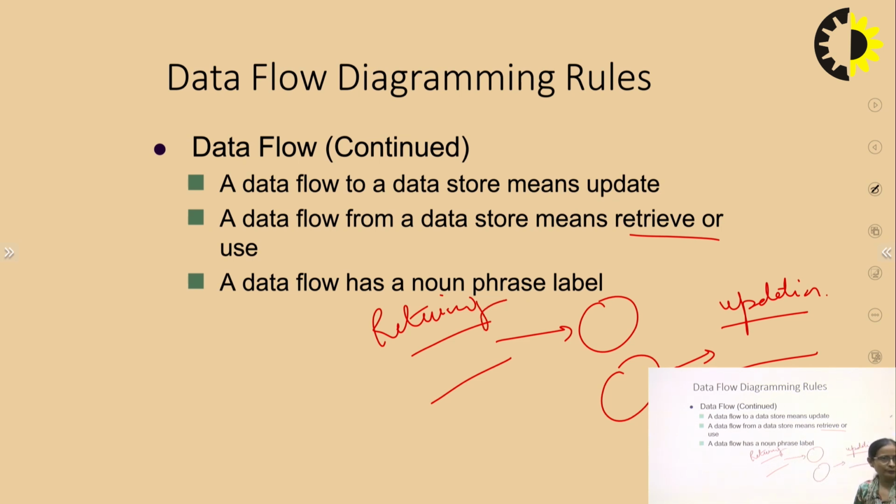So a data flow has a noun phrase label. Always remember, you need to label these data flows. That is, we should be aware of what is being communicated from one process to another process, or from data store to process, or process to data store.